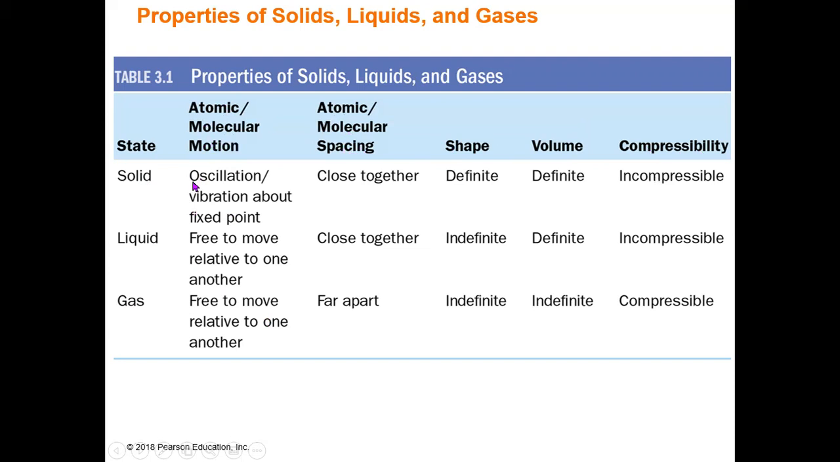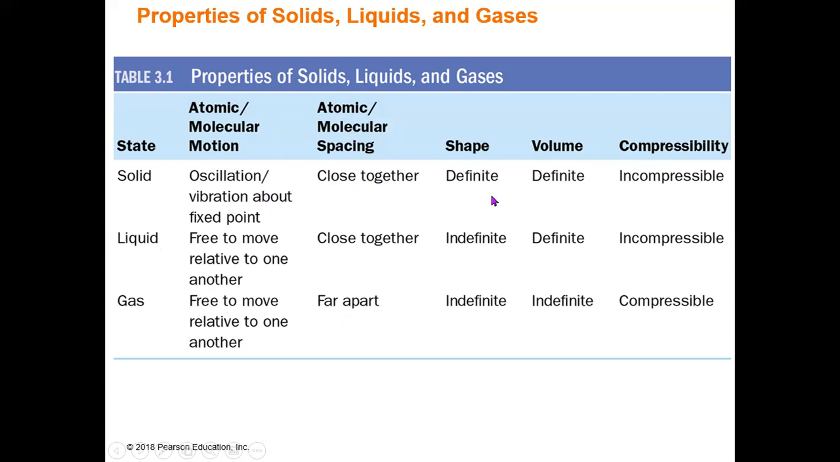In solid, the atomic or molecular motion is oscillation, vibration about a fixed point. For liquid, it's free to move relative to one another. For the atoms or molecules in gas, it's also free to move relative to one another. And then the next column is atomic molecular spacing. In solid, the spacing for the atoms and molecules is close together. And the spacing for the liquid is also close together. The spacing for the gas is far apart.